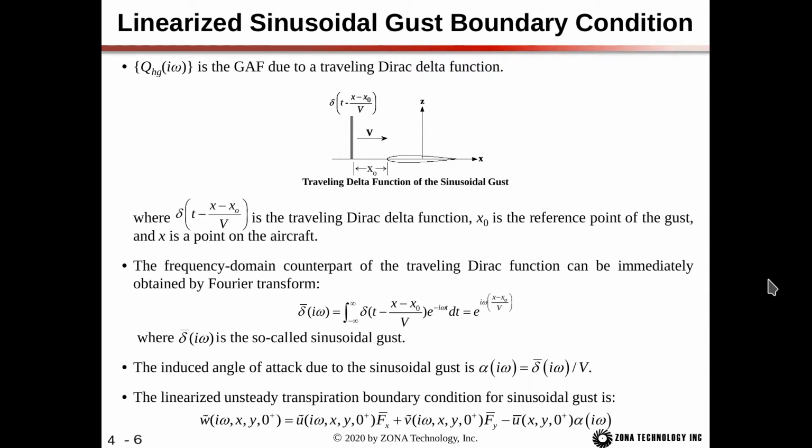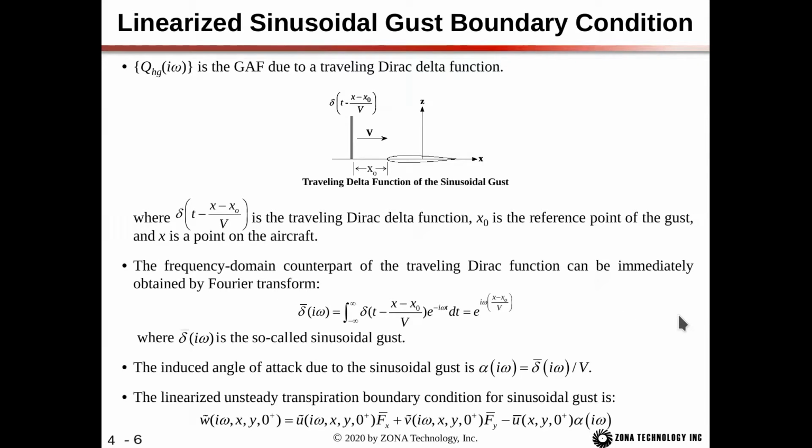So next we'll look at the gust. The QHG of i omega is the GAFs due to the traveling Dirac delta function as shown in this figure. So this delta of t minus x naught over V is the traveling Dirac delta function, where x naught is the reference point of the gust and x is a point on the aircraft. Now the frequency domain counterpart of the traveling Dirac delta function can be obtained by the Fourier transform as shown here. So we just have e to the i omega times x minus x naught over V, where delta bar of i omega is the sinusoidal gust.